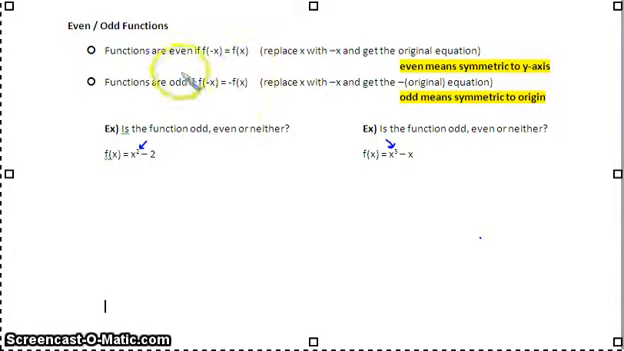So here's the test that we're going to do. We're going to replace x with negative x. And depending on the result that we get, will tell us whether our equation is even or odd. If we replace x with negative x and we get the original equation, then we know that it's going to be even. If on the other hand we make the same substitution, x with negative x, but we end up getting the negative of the original equation, then our answer is going to be odd.